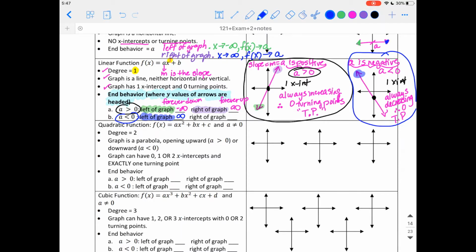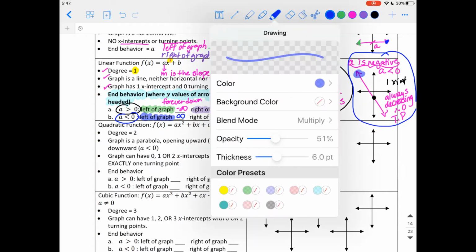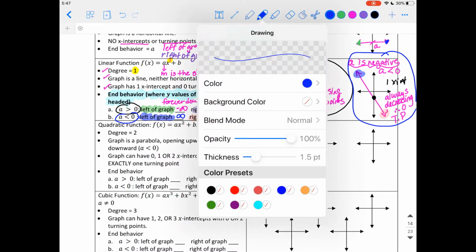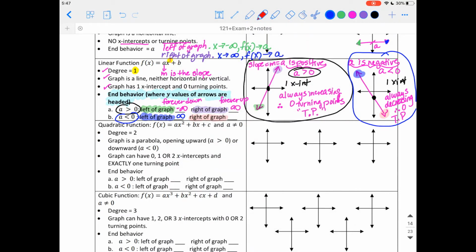And the right of the graph is going to be this arrow right here. And for that, the graph is going forever down. So that's going to be negative infinity. So let me just make sure that you know that this one is forever down, and this one is forever up.